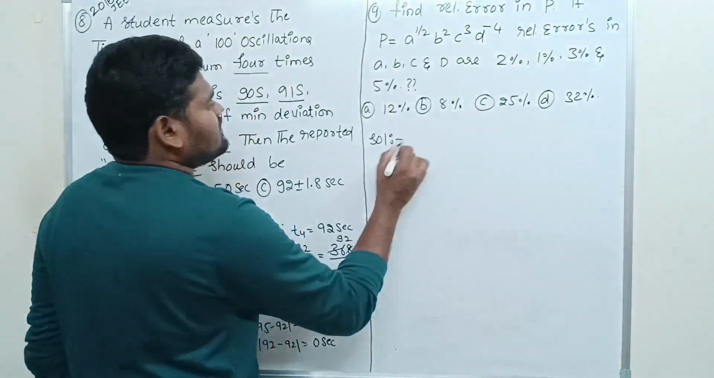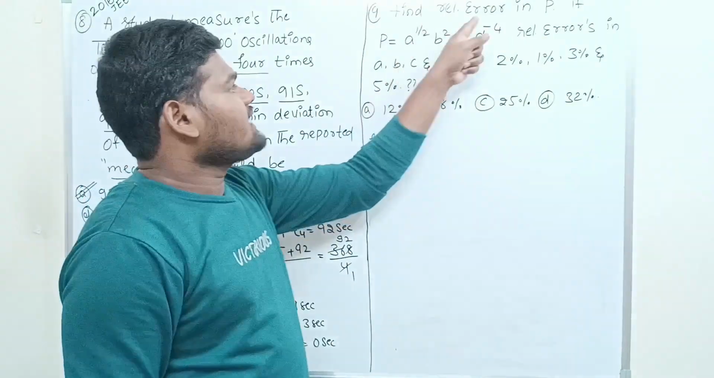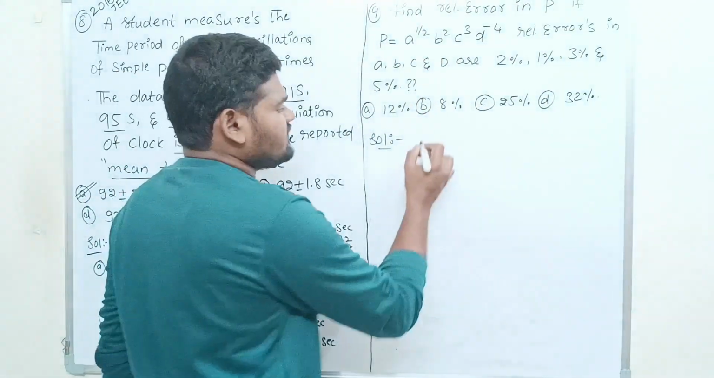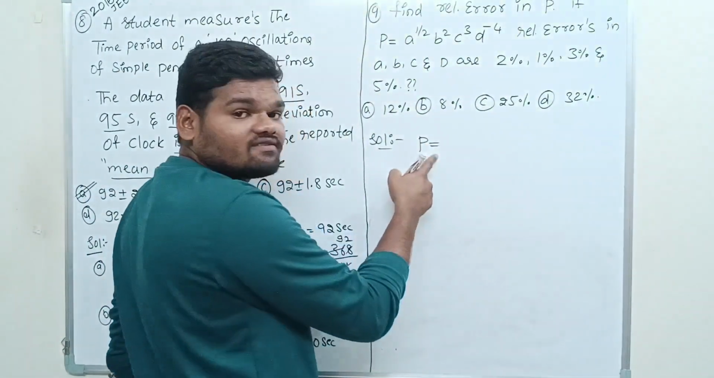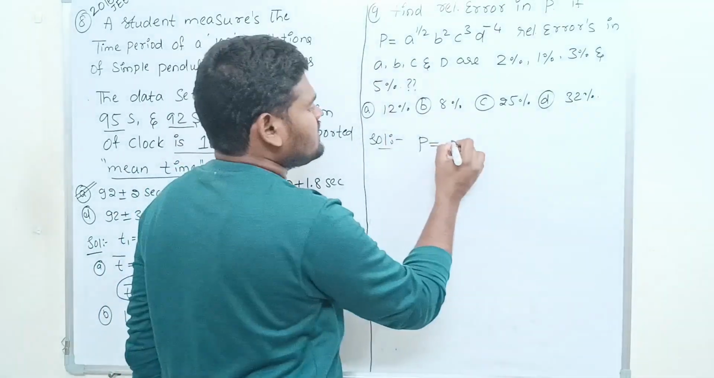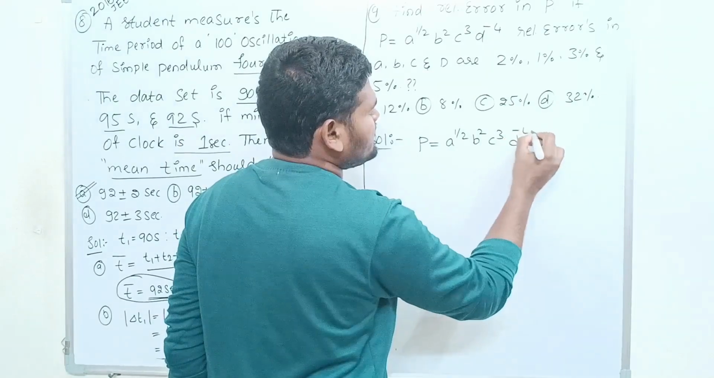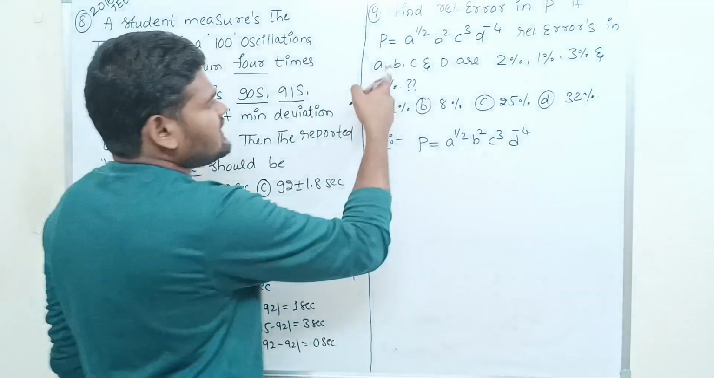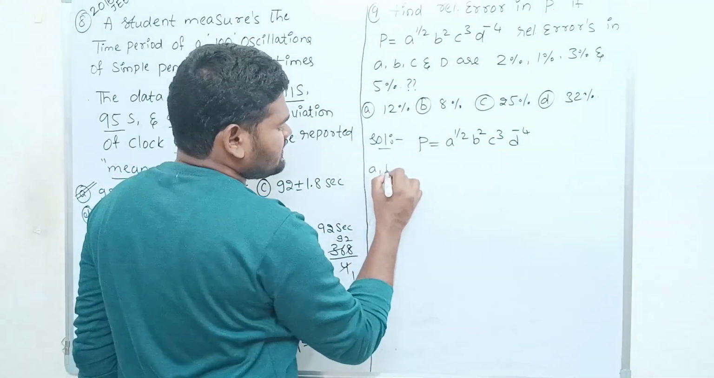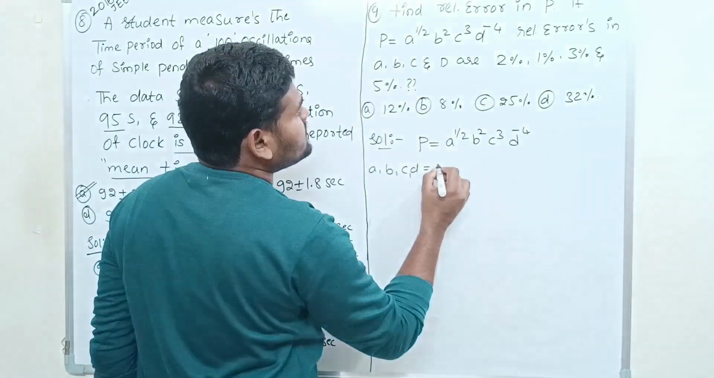Solution. What is the given question? To find the relative error in P. They have given the relative error in P, which we have to find. What is the value they have given? P is equal to a power 1 by 2 b square c cube d power minus 4. And the relative error in a, b, c, d is given. What is the relative error in a, b, c, d?